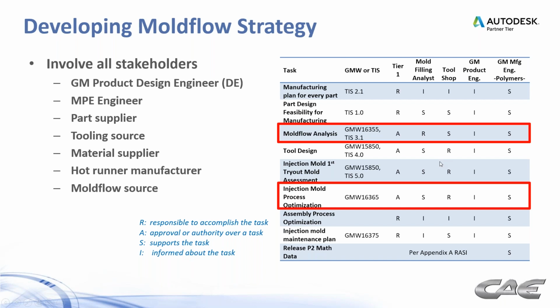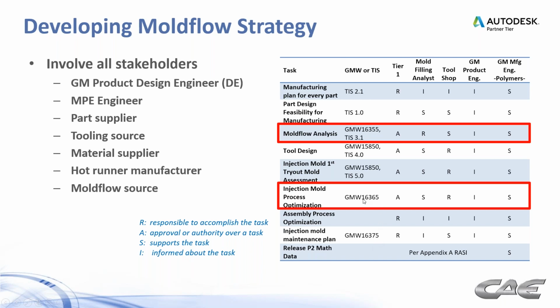And here's just a RASI chart to show who's responsible for what, but I wanted to point these two out. For the Moldflow analysis, you see the mold filling analyst is responsible, but having input, the tool shop's going to support it. The GM product engineer is going to be informed. The manufacturing engineers from the polymers group are going to support the task as well. The tier one is going to have approval for the final setup on this.